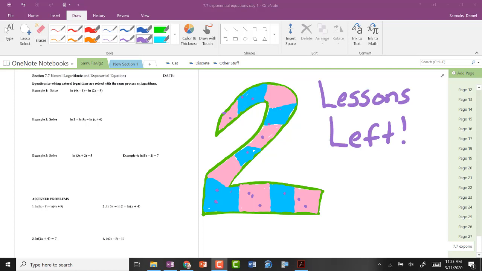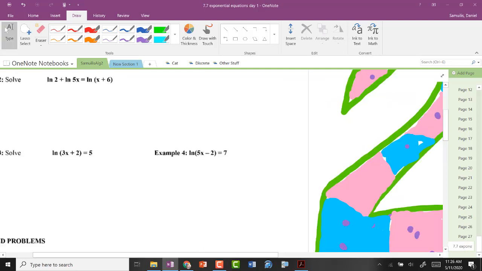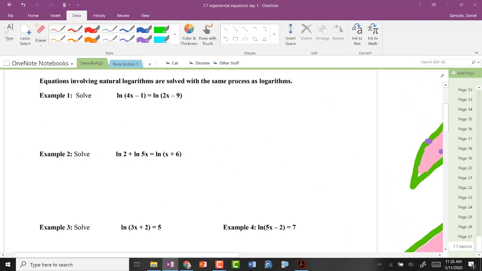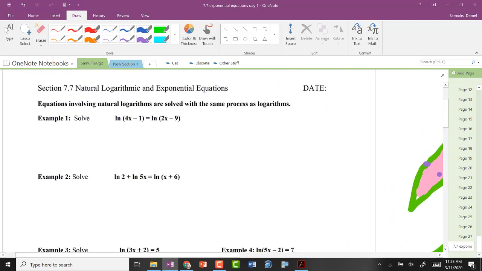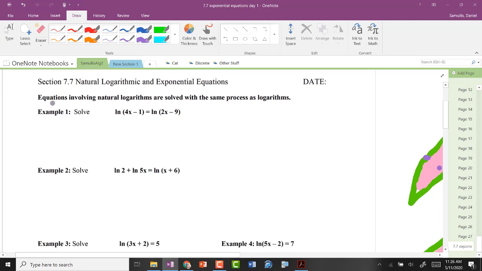All right, okay, so here we go. Solving natural logarithmic and exponential equations. We just have some four short examples. First of all, we are looking at natural logs. I gave you both sheets, but we're going to cut it into two days. Today we're just focusing on natural logarithmic equations, and tomorrow we'll do the exponential equations.